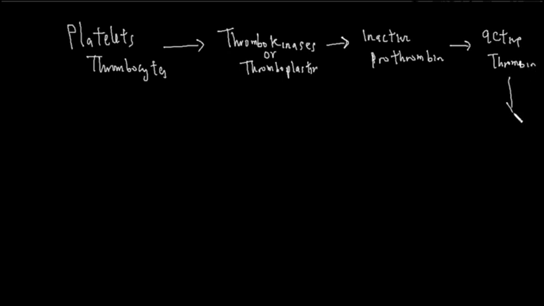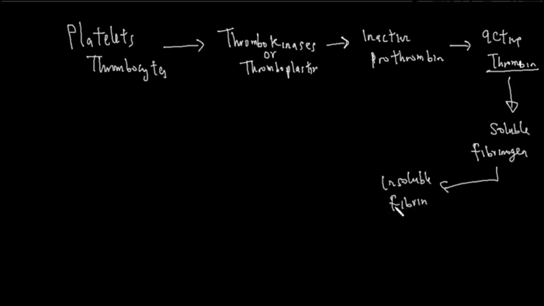Okay, very good. And then when you have activated the thrombin, which is a protein, this thrombin will now convert your soluble fibrinogen and change it to insoluble fibrin. Now, this fibrin will now be used to form a mesh network.